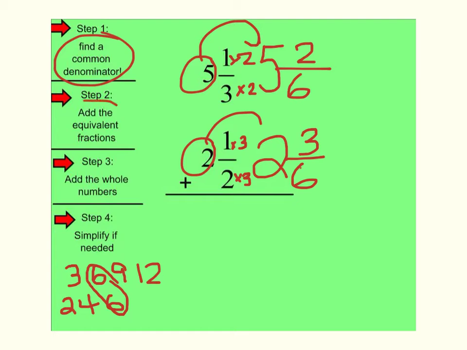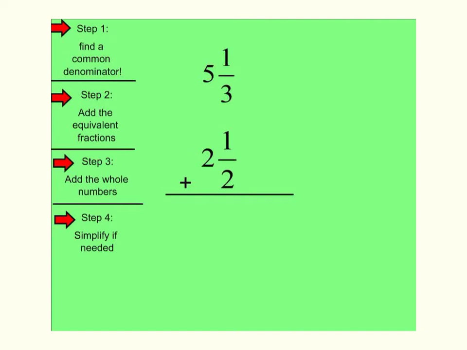Then step 2 is to add the equivalent fractions. So the fractions part of it first would be 2/6 plus 3/6 would equal 5/6. And then I have to add the whole numbers. So 5 plus 2 would be 7. And then if I needed to simplify, I could. Well, 5 and 6, they're consecutive numbers, so I know there's nothing I can simplify. It's already as small as it will go.